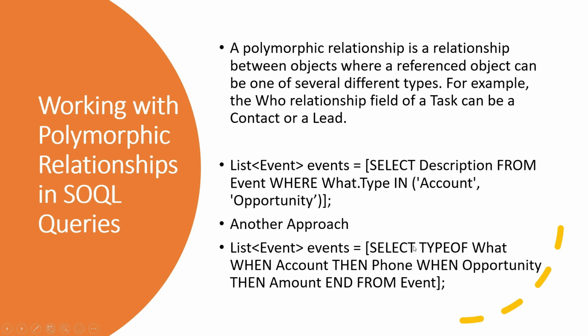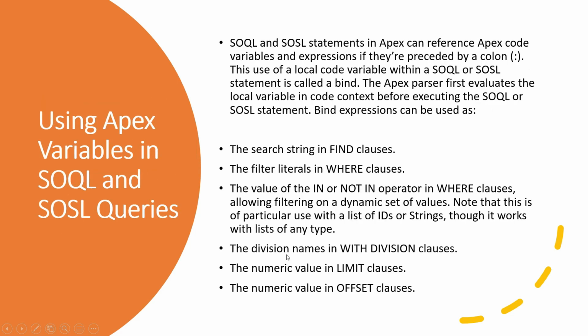So here is another approach: select type of what when account then phone, when opportunity then amount, from event. The first approach is more clear, so we can use the first approach.